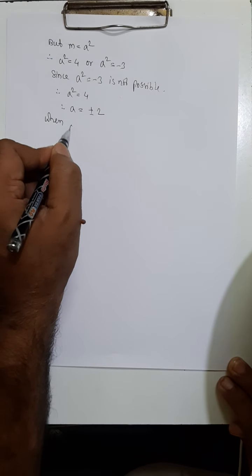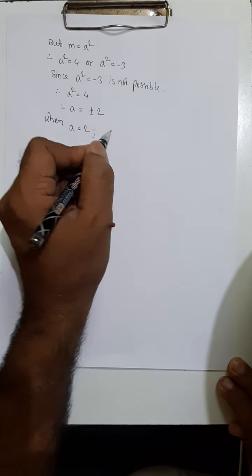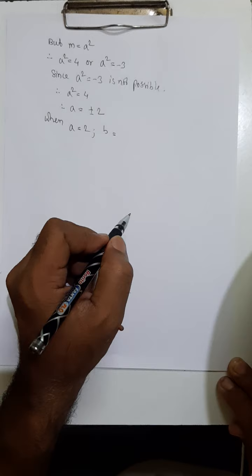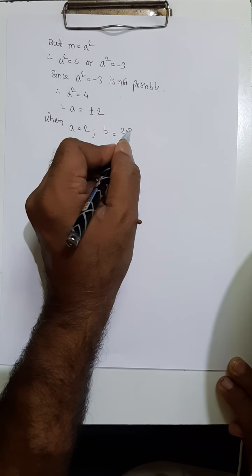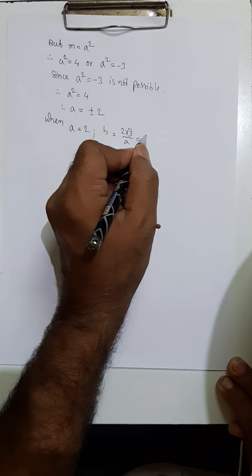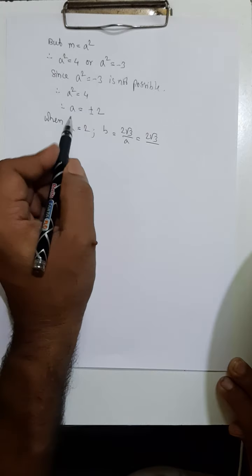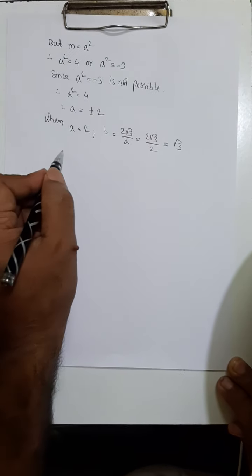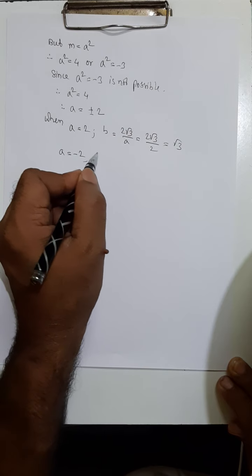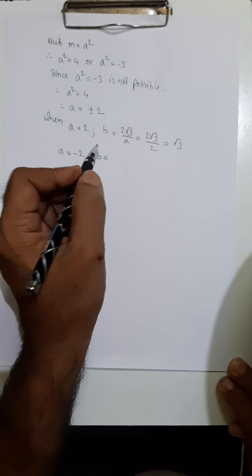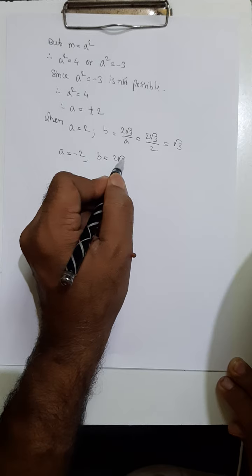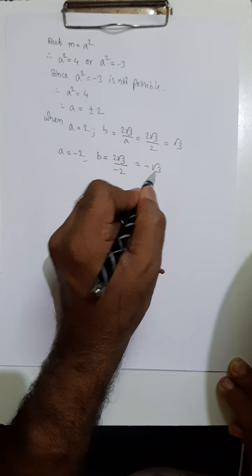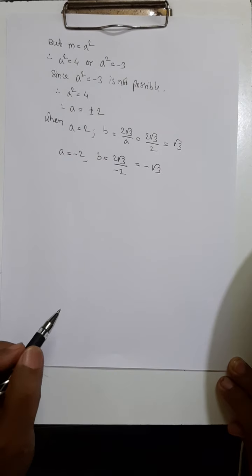Therefore when a is equal to plus 2, we can find b from the above step. What is b? b is 2 root 3 divided by a. Substitute a here: 2 root 3, what is a? a is 2. 2 and 2 cancel, and we get here root 3. The second value is minus 2. Substitute in b: b is 2 root 3 divided by a, meaning minus 2. 2 and 2 cancel, so we get minus root 3. Thus we get the values of a and b.